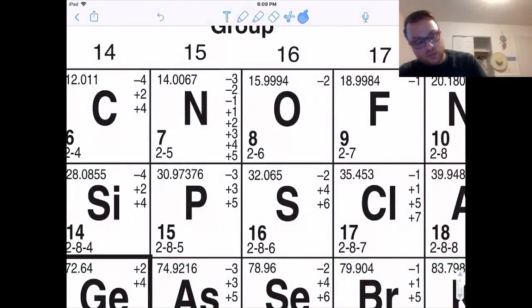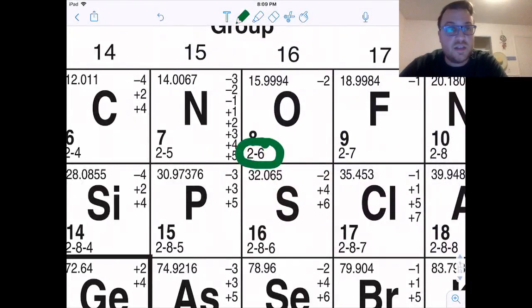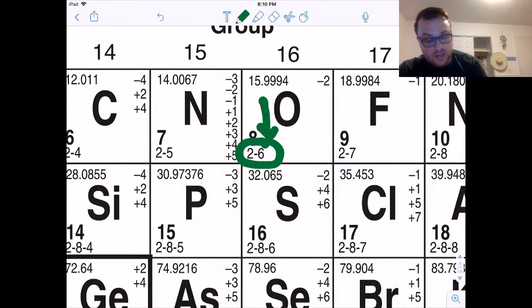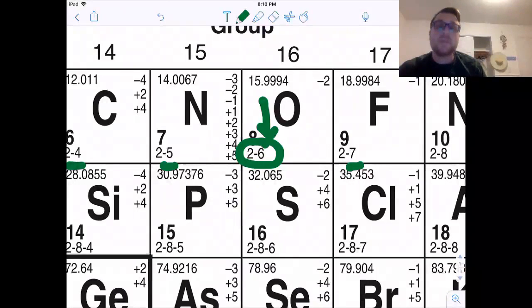When you go to the bottom left, that 2-6 is its electron configuration, meaning it has 2 electrons in the first energy level, and then in the second energy level, it has 6 electrons. The last number in its electron configuration is the valence electrons. Like nitrogen has 5 valence electrons, fluorine has 7, carbon has 4, oxygen has 6.